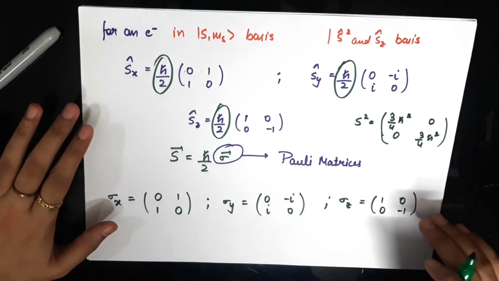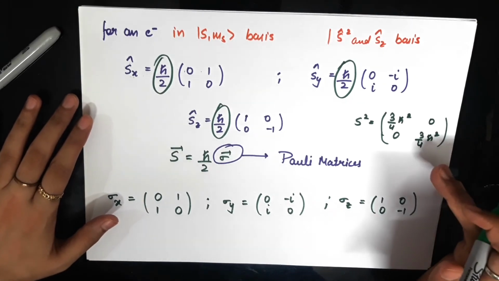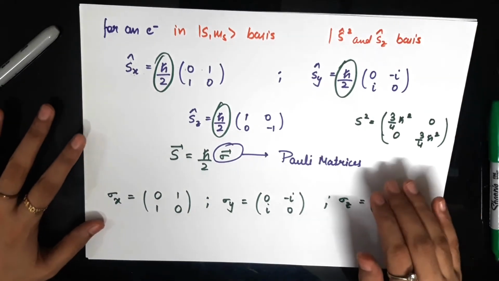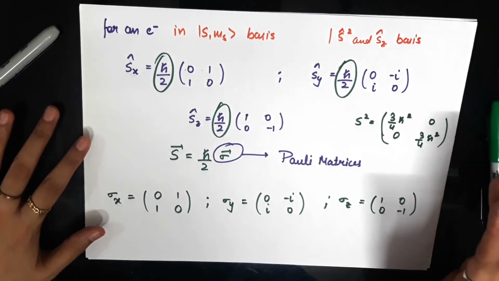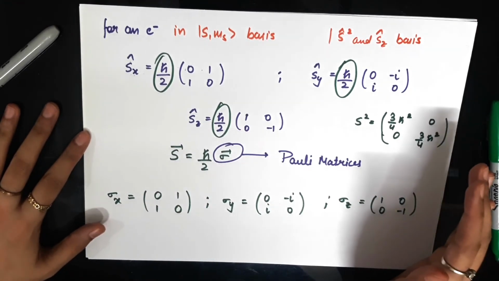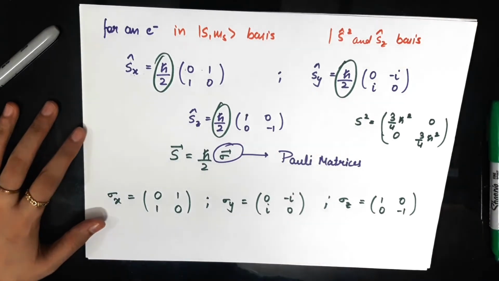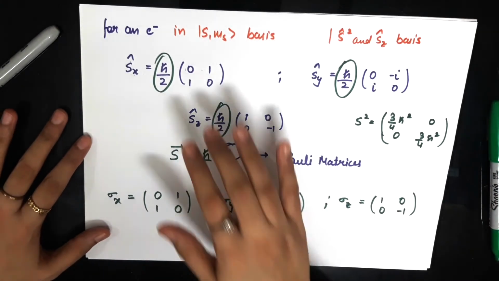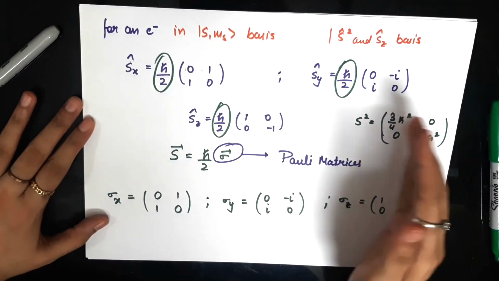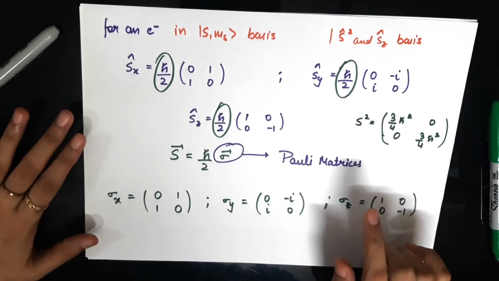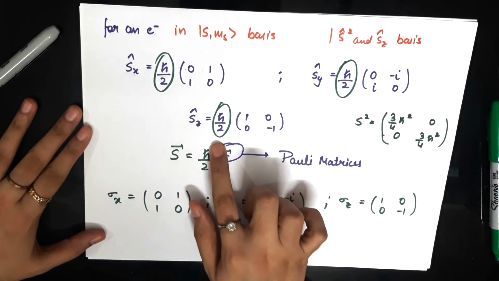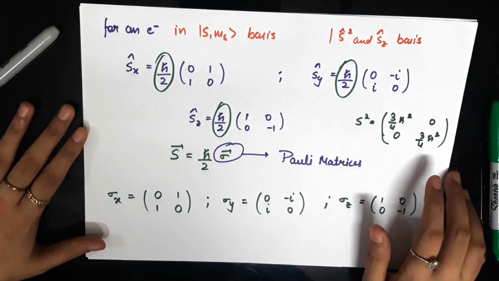Pauli matrices are defined for mathematical convenience, because you know that these constant common factors of half h bar are not going to affect the form of the eigenstates or the dynamics of a quantum particle. They are just going to appear as a multiplicative factor for the eigenvalues. So it's not always very convenient to keep working with these factors of half h bar. We can get away with them and include them in the end if needed. That is why, for this mathematical convenience, we define these three matrices excluding these factors of h bar by 2, which go by the name of Pauli matrices.